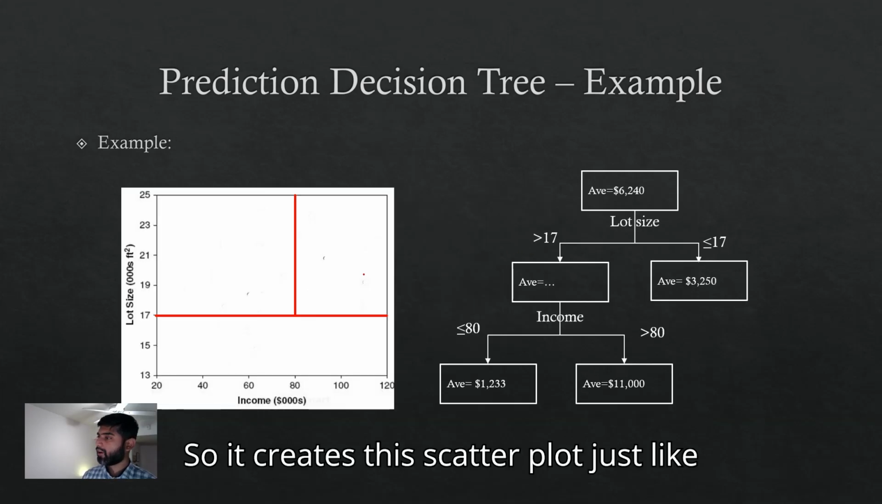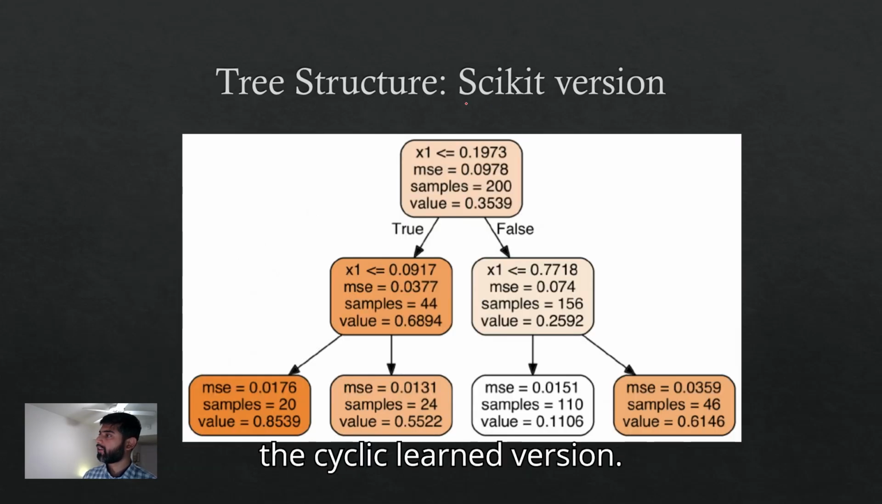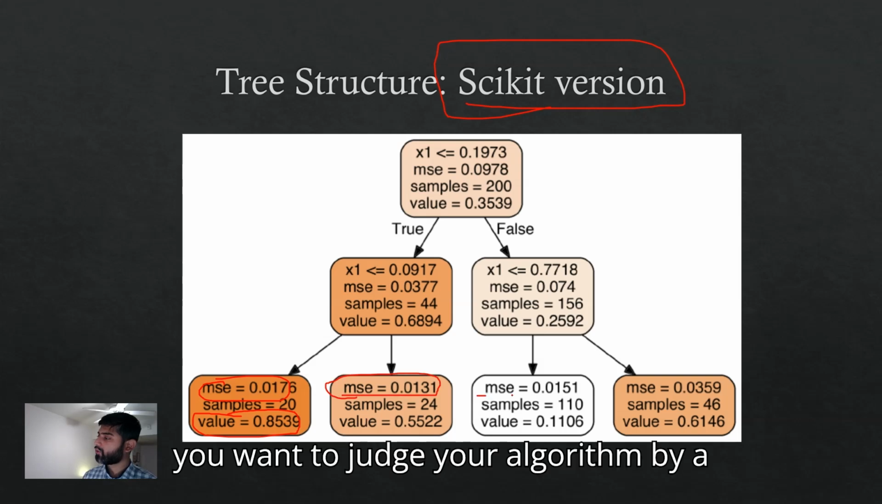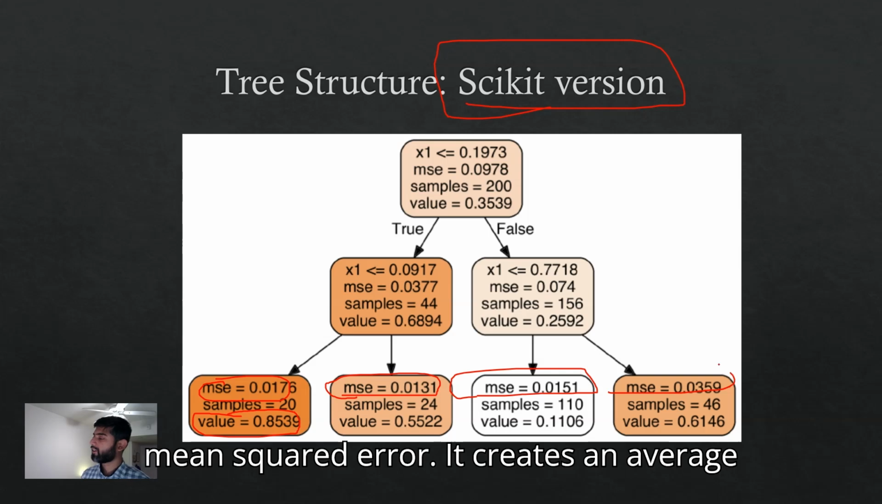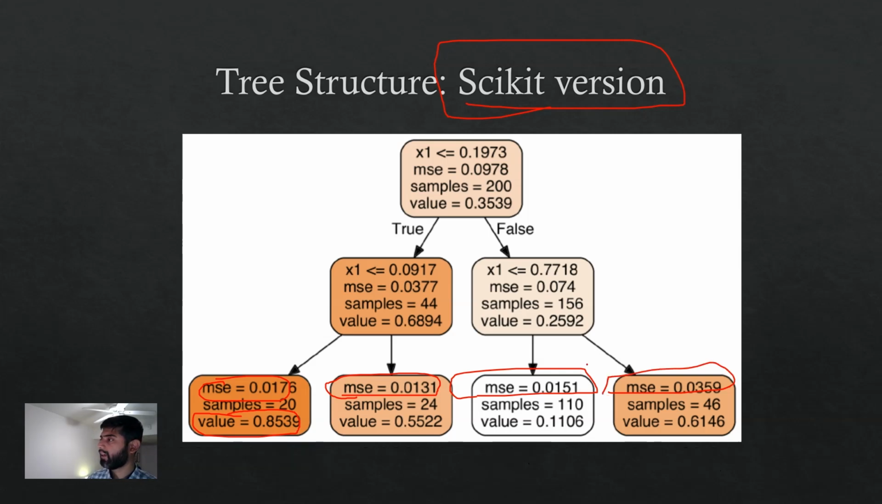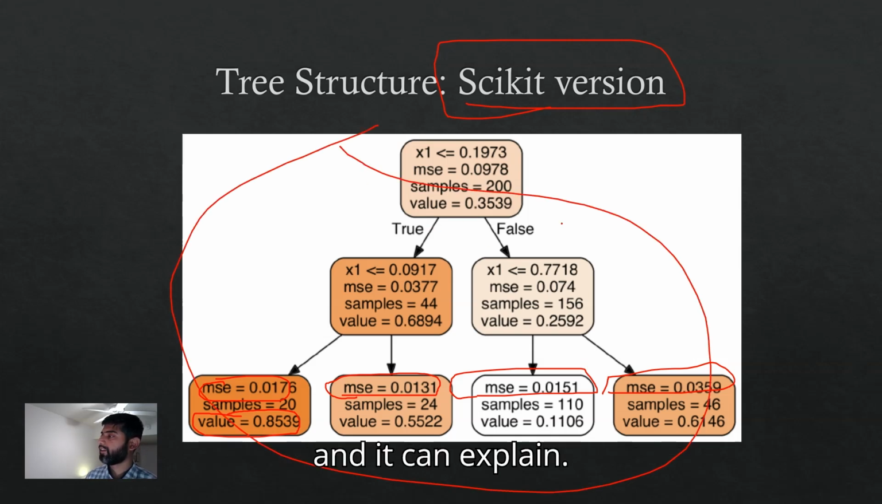So it creates this scatter plot just like what we did before. This is an example of the scikit-learn version, and it gives you the mean square error, MSE, and you want to judge your algorithm by mean square error. It creates an average and takes the error from that average. It's still a decision tree, it's still reliable, and it can explain the predictions it made.